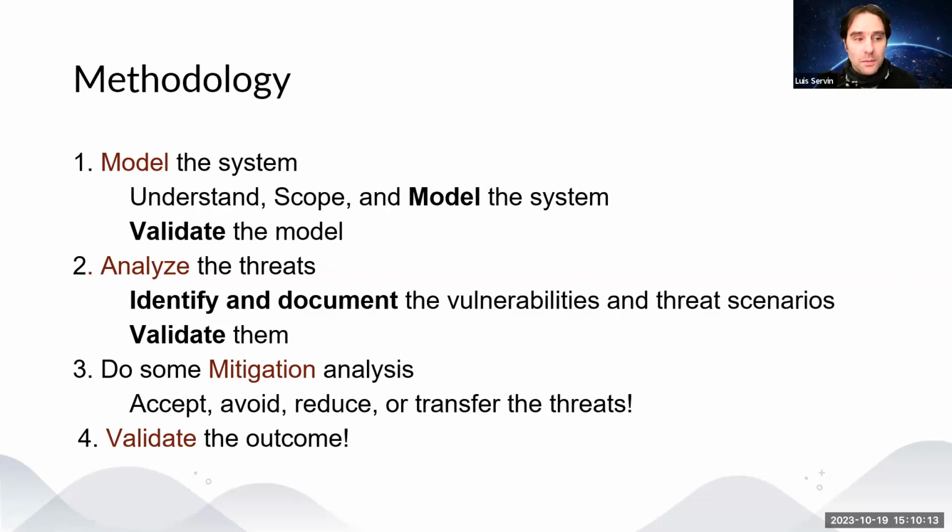And the fourth step, which is validating the outcome. So is the architecture, is my understanding of the model in step 1 correct? Are the threats I identified and the vulnerabilities present and reachable? Is the mitigation correct, complete, or should I add more or take some?